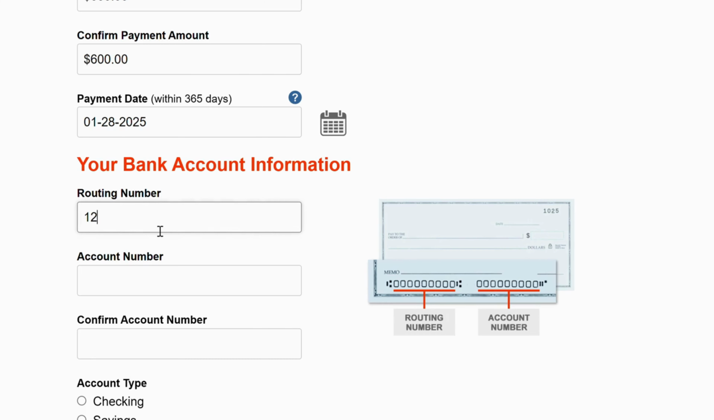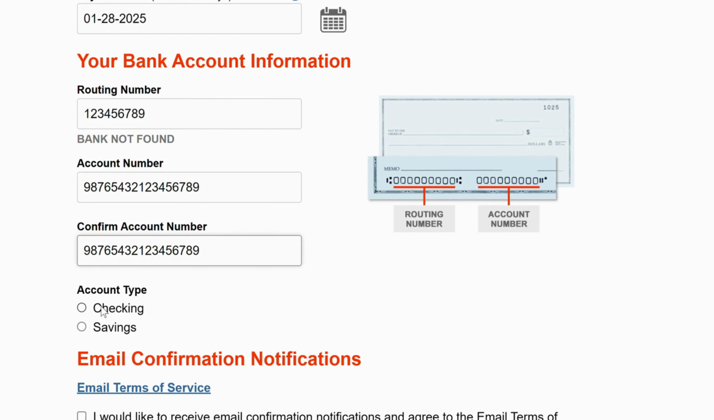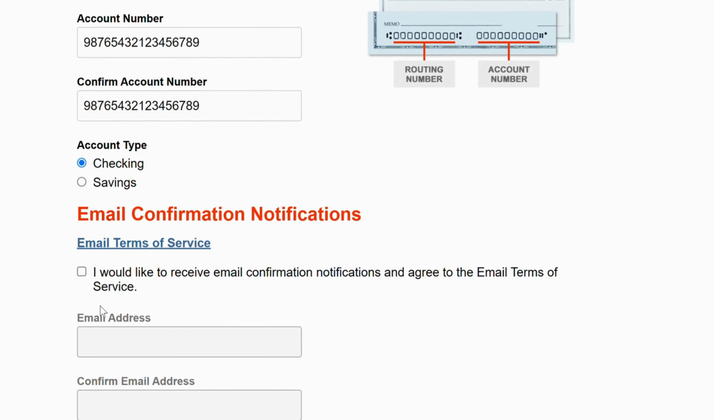Then you'll put in your routing number. And if we were putting in a real routing number, it would tell us what bank we have. That's how you know that you entered it in correctly. Then you'll put in the account number and confirm it below. And then you're going to choose the type of account, whether it's a checking or a savings.